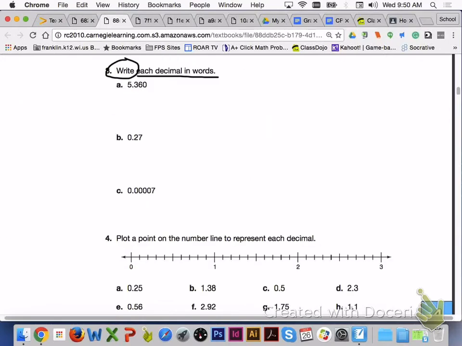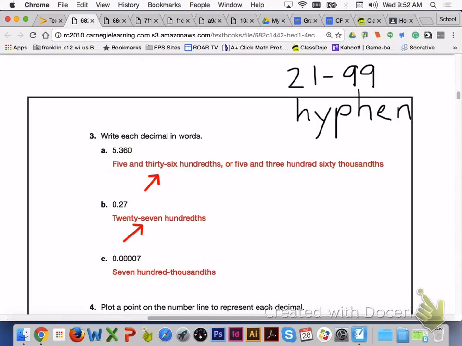Turn to page 235, answer number 3, letters A through C with your group members. For number 3, when writing decimals in words, the numbers 21 through 99 need to have a hyphen. If you did not have a hyphen, please make sure that you add it, and make sure that you use a hyphen in the future when you are writing a decimal in words.